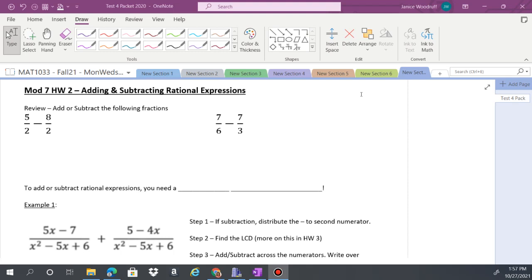Okay, let's look at adding and subtracting these rational expressions. Adding and subtracting fractions is harder than multiplying and dividing them because we can't just go straight across. We have to have a common denominator. So when we add or subtract rational expressions, they are fractions, so we need a common denominator.